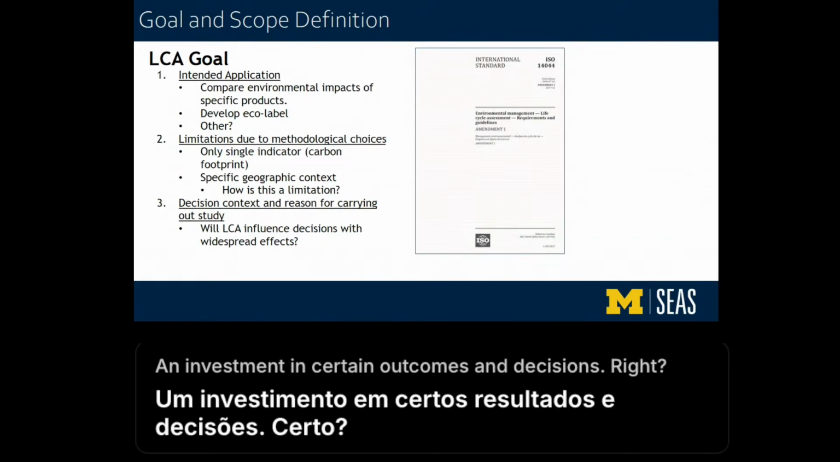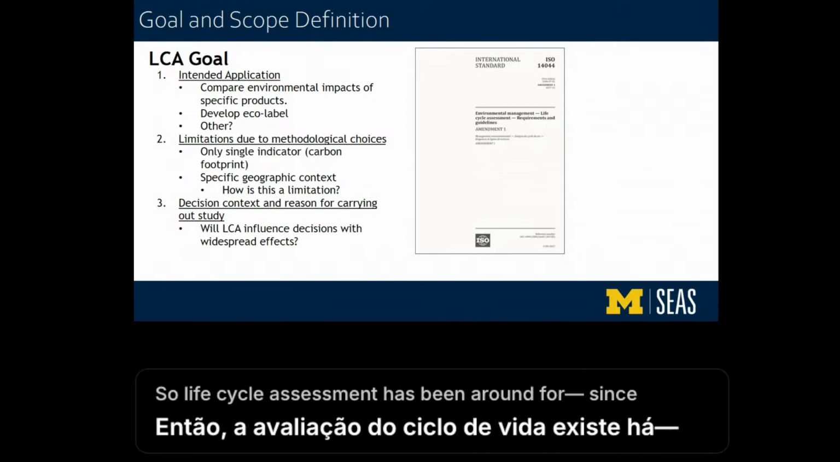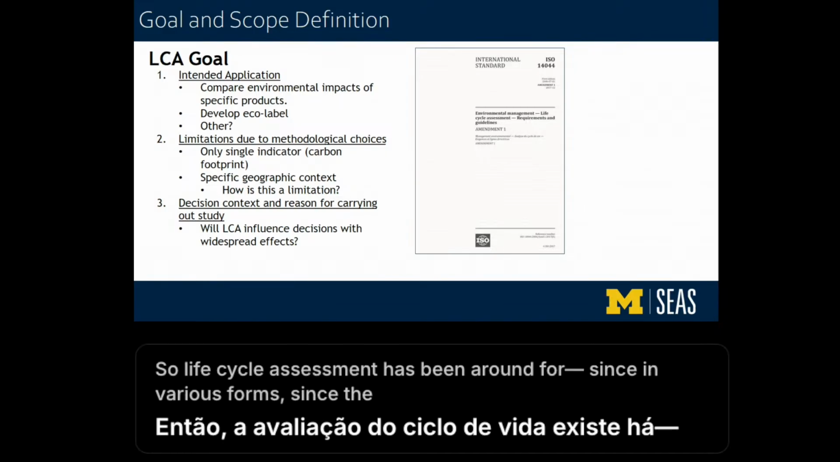So, life cycle assessment has been around in various forms since the 1970s and 80s.